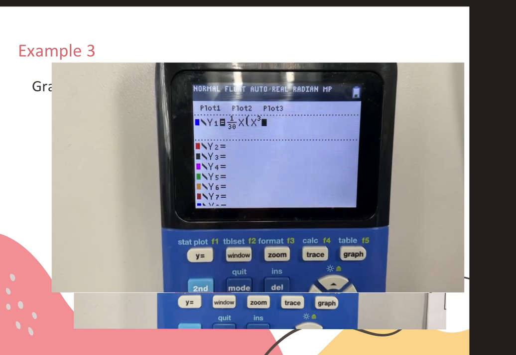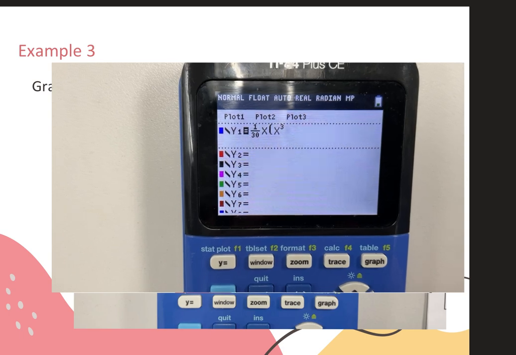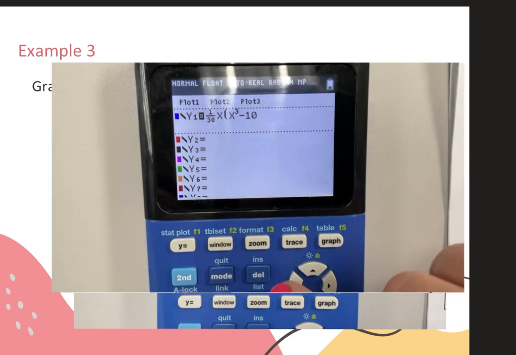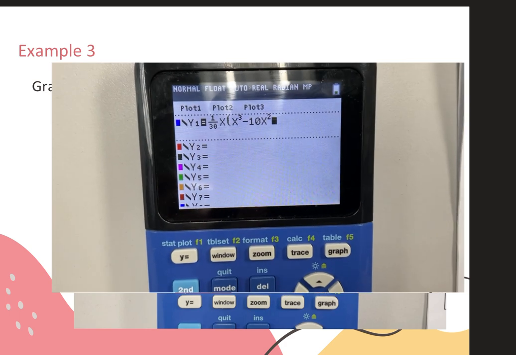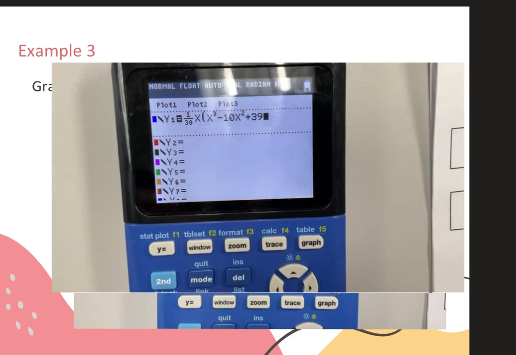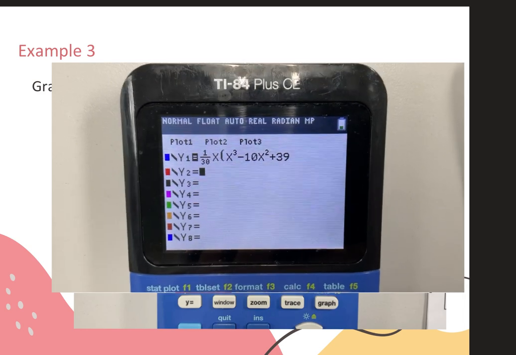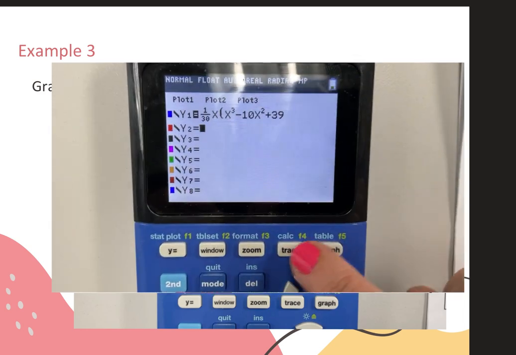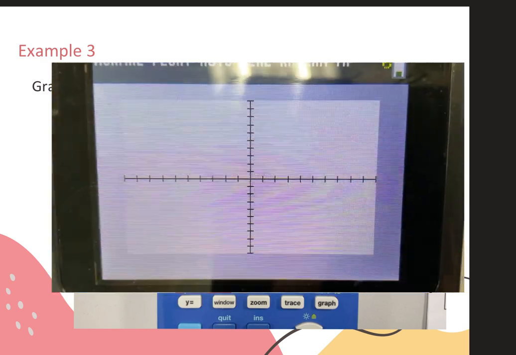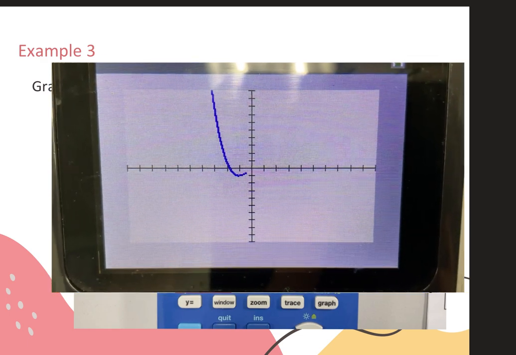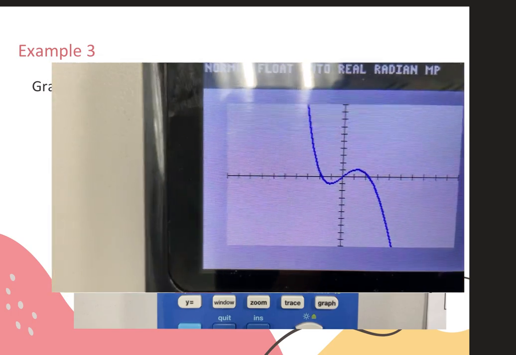What's the next thing on your slide? Minus 10 x squared, plus 39. And then you don't have to close it at the end, but you do have to hit enter. And then we hit graph. Okay, so this is what your graph looks like.